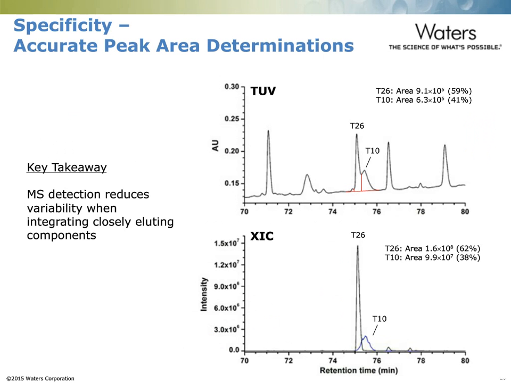Now, if we look at some specific applications, first looking at specificity, in this case we have a partially co-eluting pair, a T26 and a T10 peptide. In this case, by using the QDA, we can very easily decouple each of those species by generating extracted ion chromatograms for each of the species, and determining their relative peak area by integrating each of those extracted ion chromatograms. This gives us the specificity to look at each of the species independently and also determine whether or not a peak is pure.